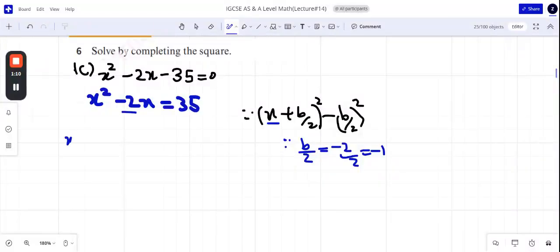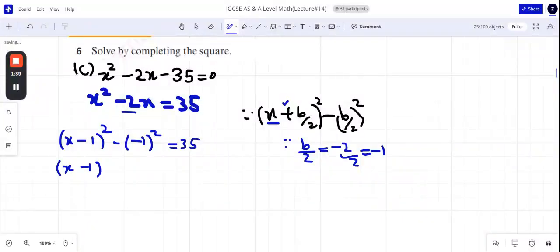So here x we will keep same, plus minus makes minus 1 whole square, and then minus b by 2, b by 2 is minus 1, so minus minus 1 whole square makes plus 1 square equals to 35. This is the quadratic equation, so we need to find the value of x. So x minus 1 whole square we will keep same, minus 1 square will be plus, and then it becomes minus 1 equals to 35.